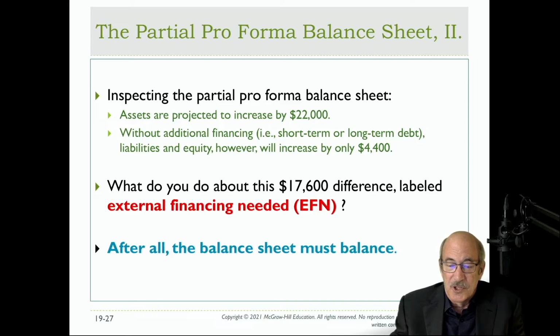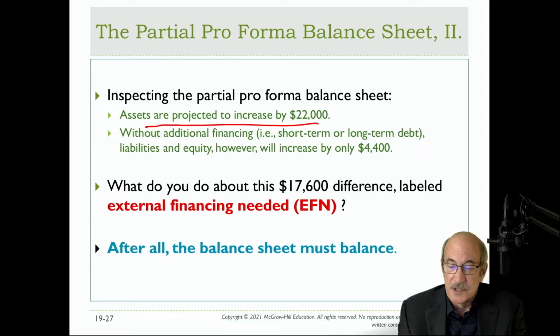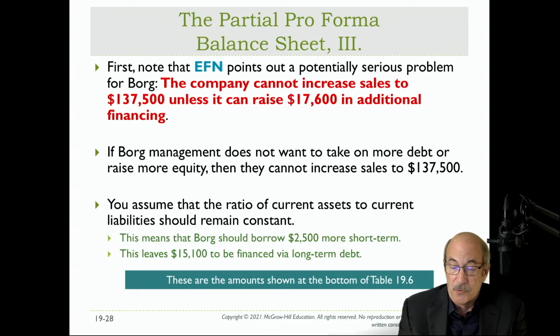All right. So here we are. We see that assets go up by 22,000 without additional financing. Liabilities and equity, however, only increased by 4,400. So we have this external financing need, EFN. How are we going to deal with that? Well, we deal with it by whatever seems to make the most sense, that's going to give us a financial statement that we think is going to look most like what the company is going to look like in 1 year or 2 years or 3 years and so on.